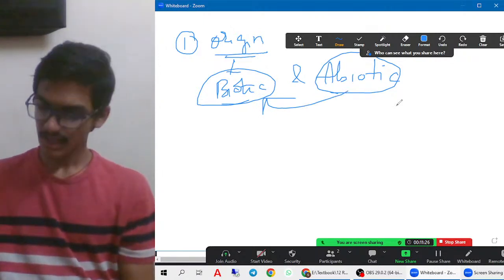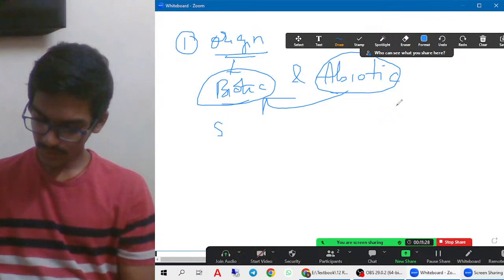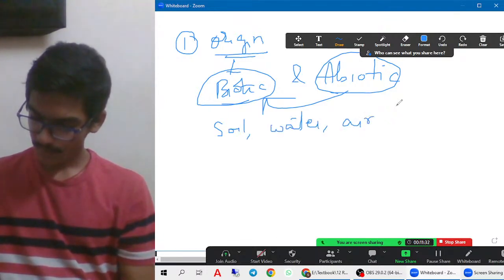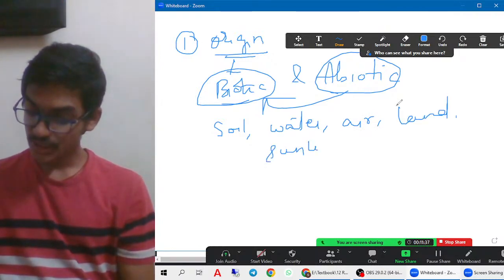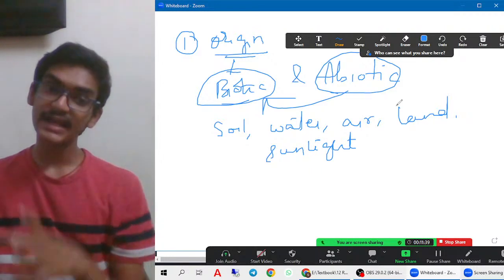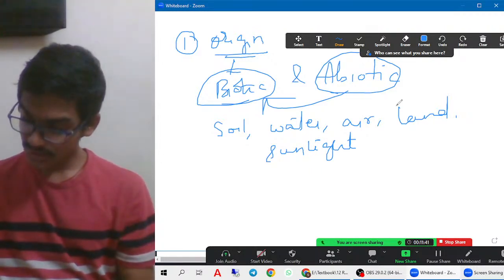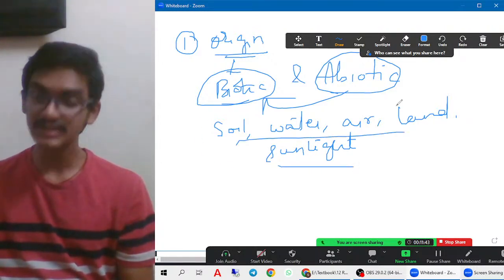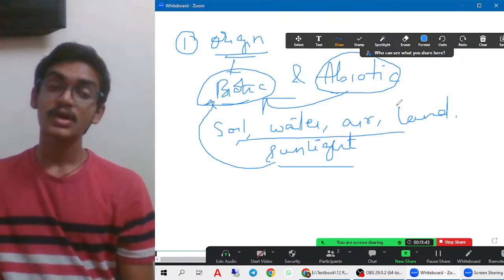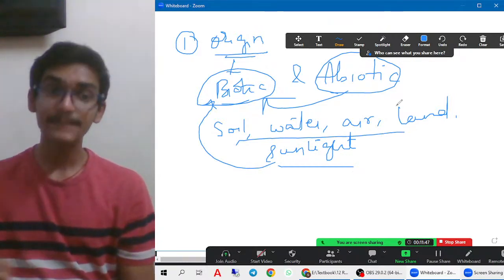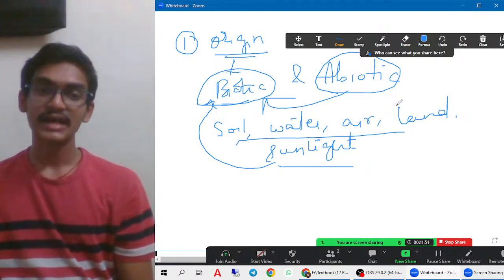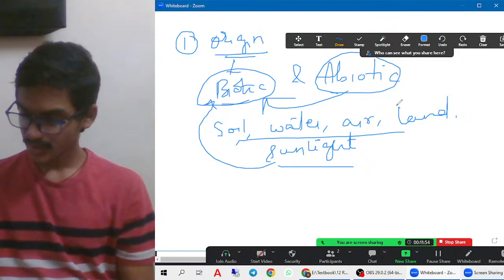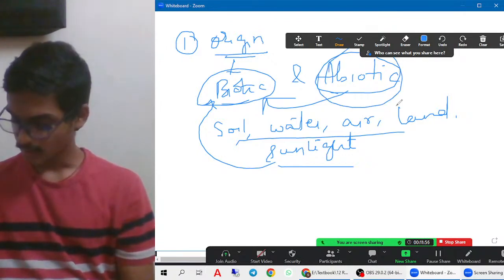It seems confusing, right? But let me give an example. For example, soil, water, air, land, sunlight, all these are considered to be abiotic. Why are they considered abiotic? Because these resources help in the survival of the biotic resources. Therefore, those resources which help in the survival of the biotic resources are called abiotic resources. This you must try to understand. Okay.